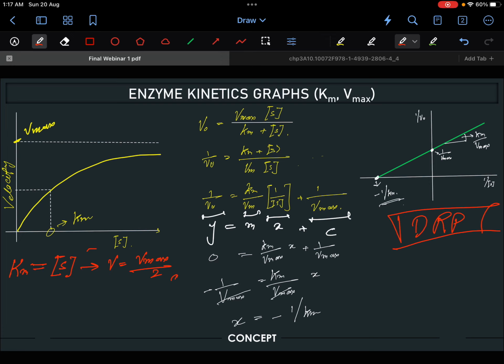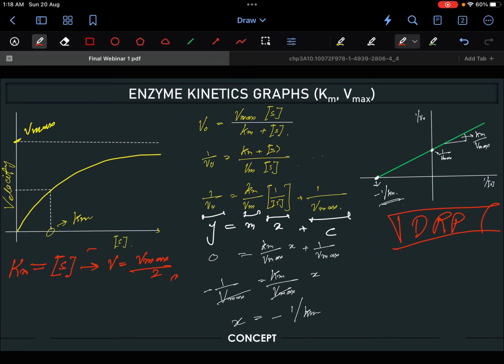It is not a new parameter. It has the same unit as substrate. So it is the concentration of the substrate. Always remember, Km is not a new thing. It is not some constant that came up from the cloud. It is just the concentration of the substrate. Km is the concentration of substrate at which the velocity of the reaction is Vmax by 2.